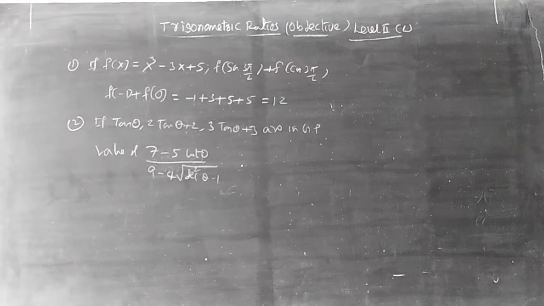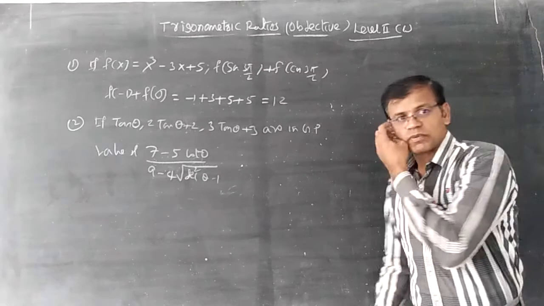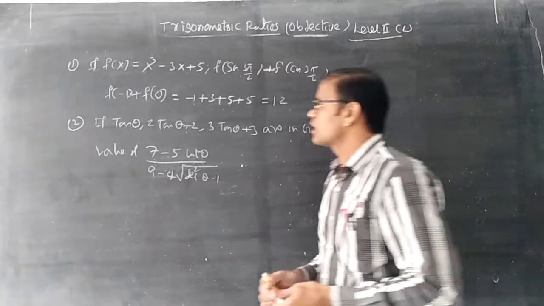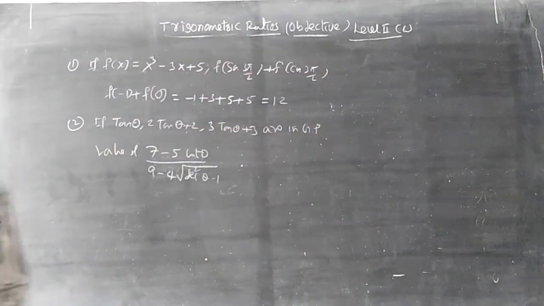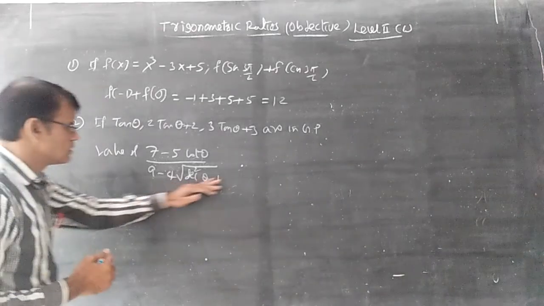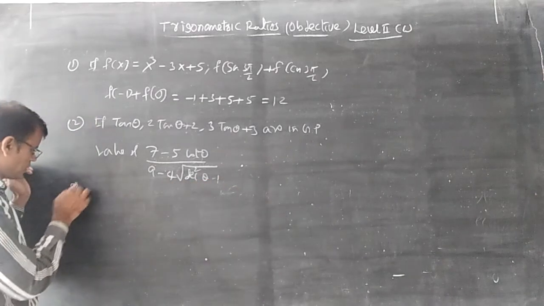You need not write the question. If you have the material, okay, write, no problem. If tan theta, 2 tan theta plus 2, 3 tan theta plus 3 are in GP, then what is the value of this? Write the condition.